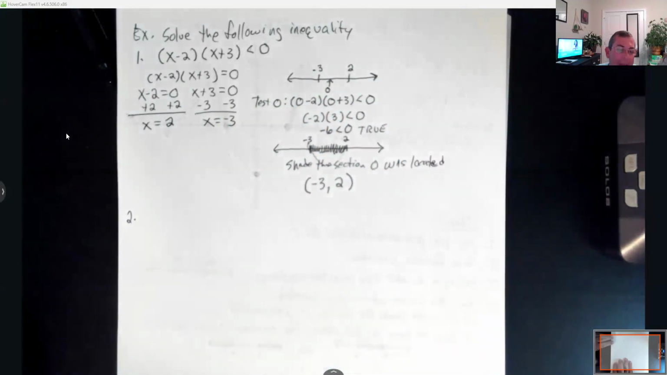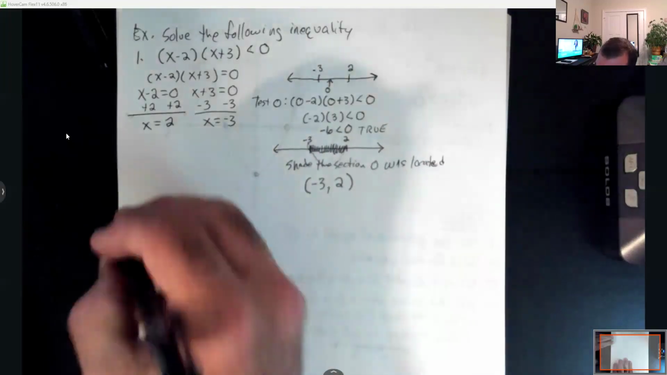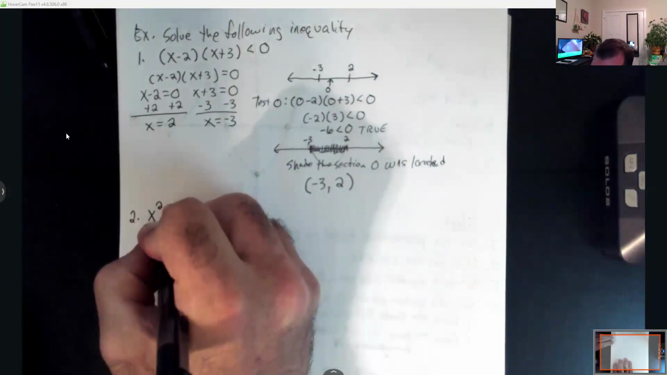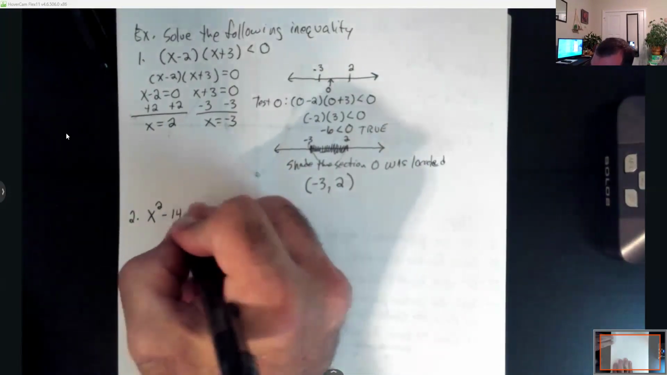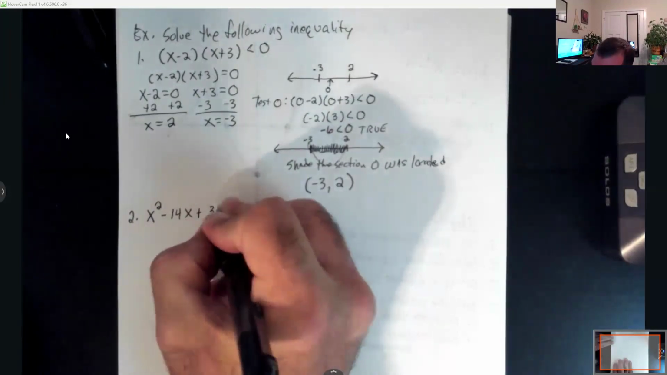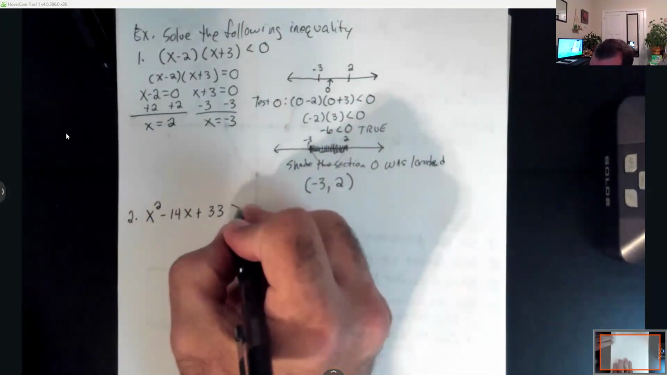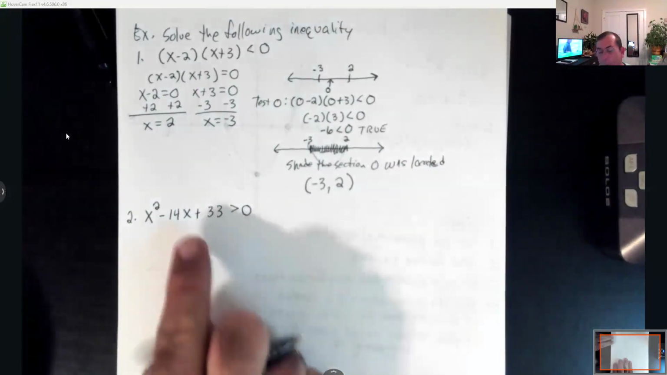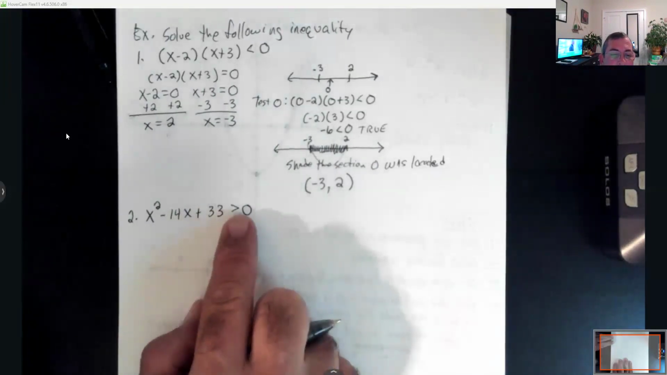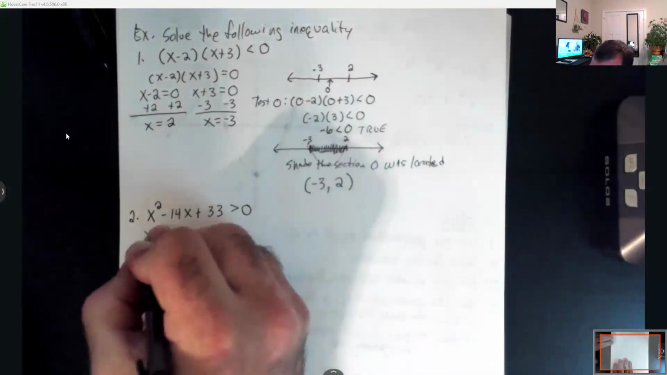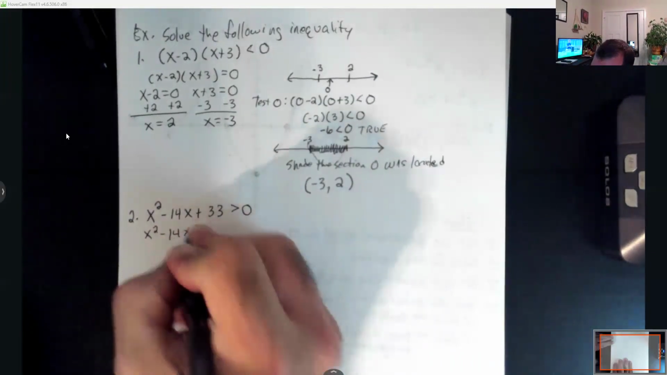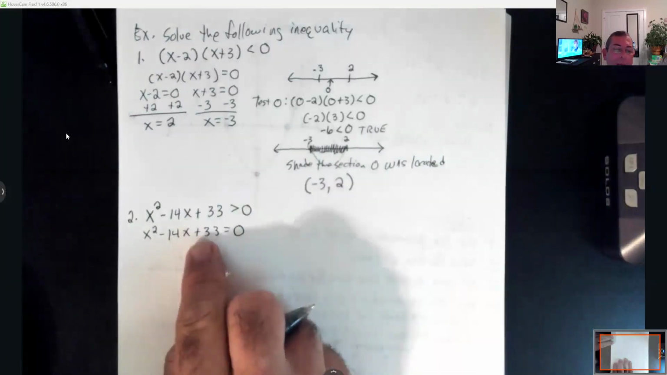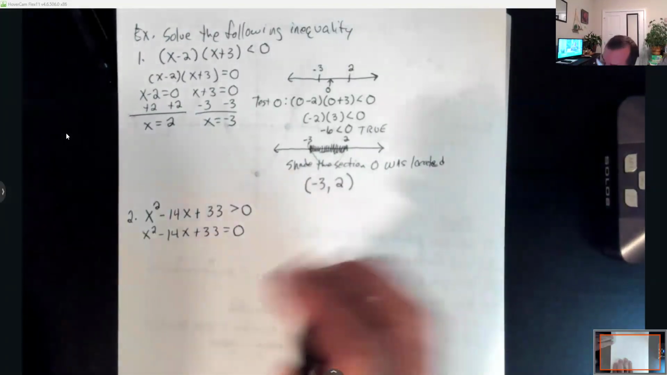Now, like I said, they started out factoring for us. So let's see what they got here. x squared minus 14x plus 33 has to be greater than 0. All right, so we're going to factor this to solve it. And remember, we're going to set it equal to 0. And once we get our two solutions, we'll make our number line, okay?